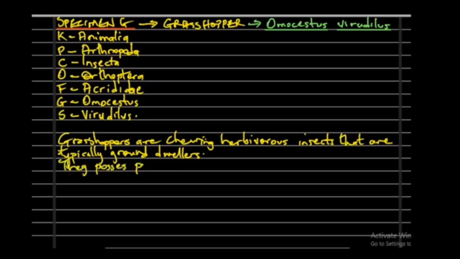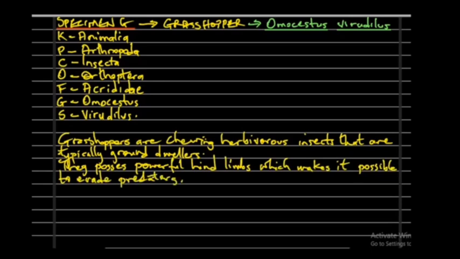They possess powerful hind limbs, which makes it possible for them to evade predators when they are being attacked or threatened. So they can actually leap rapidly. They can escape. They can leap rapidly away from where they are.